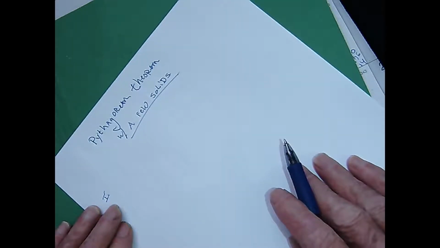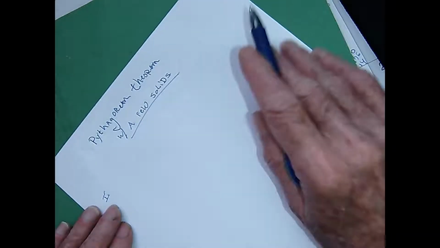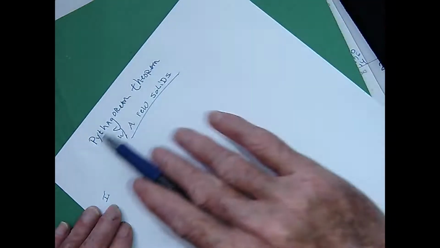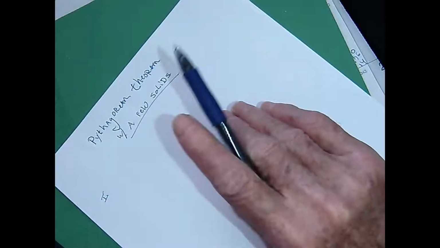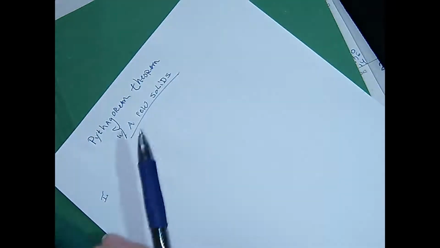Hi everybody. We're starting the second week with right triangles. Last week we looked at geometric means and the Pythagorean Theorem, and I just want to warm up today, give you an assignment too, about the Pythagorean Theorem with a few solids. First I want to talk about how we could use the Pythagorean Theorem if we're studying a cube.